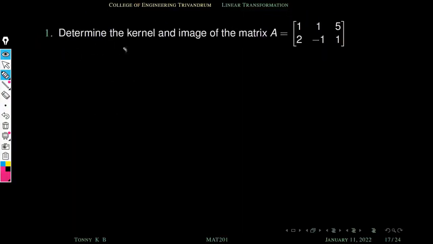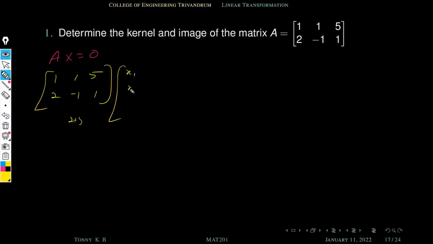Consider a problem. Determine the kernel and image of the matrix A is equal to 1, 1, 5, 2, minus 1, 1. Okay. So to find the kernel, we have to solve the system Ax equal to 0. So it's a 2 by 3 matrix. So the column should be 3 by 1. So we can choose x1, x2, x3.